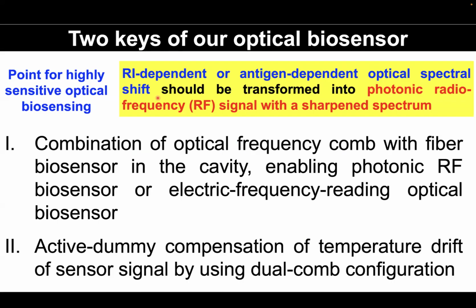To this end, we introduce two keys into the optical biosensor. The first key is a combination of an optical frequency comb with a fiber biosensor in the cavity, enabling a photonic radio frequency (RF) biosensor, or electric frequency reading optical biosensor. The second key is active damping compensation of temperature drift of the sensor signal by using a dual-comb configuration.